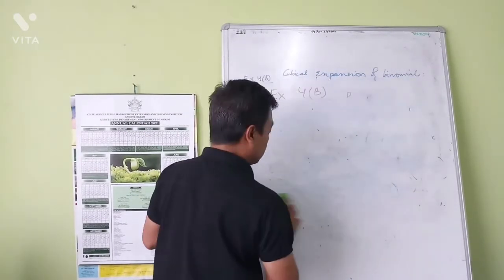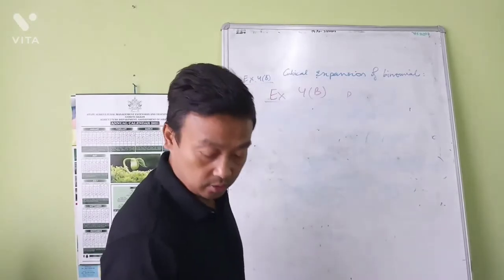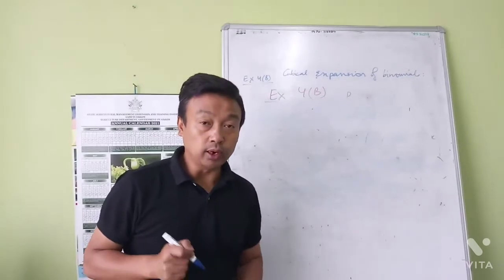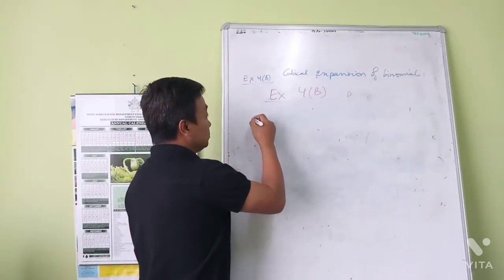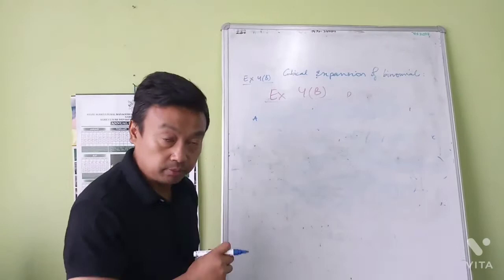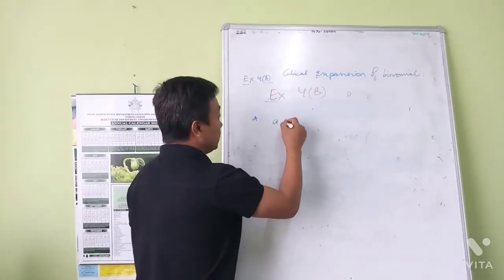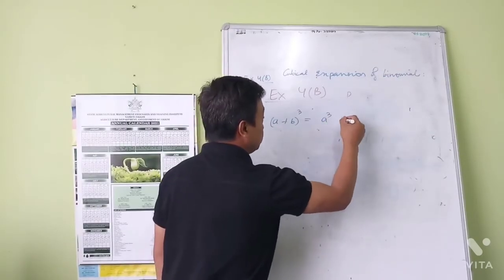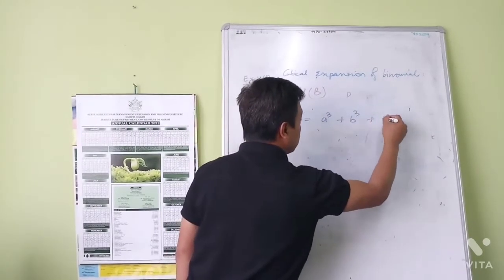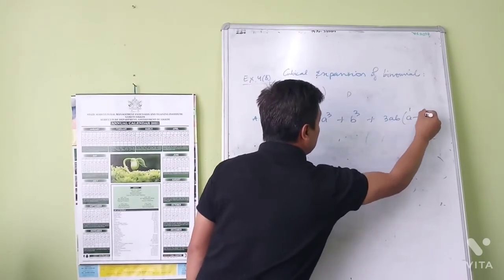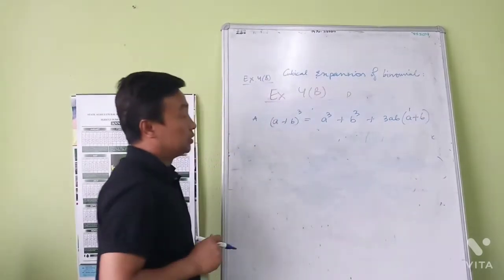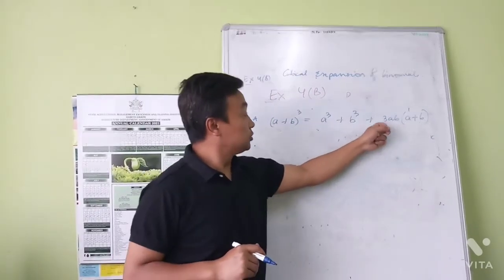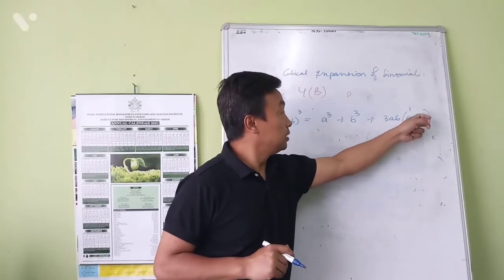Before I do question number 2, let me just give you one more formula. It is basically the same formula only, but it has been derived from there. So it is (a plus b) whole cube equals a cube plus b cube plus 3ab bracket open a plus b. So we have got this: a cube plus b cube plus 3ab bracket open a plus b.